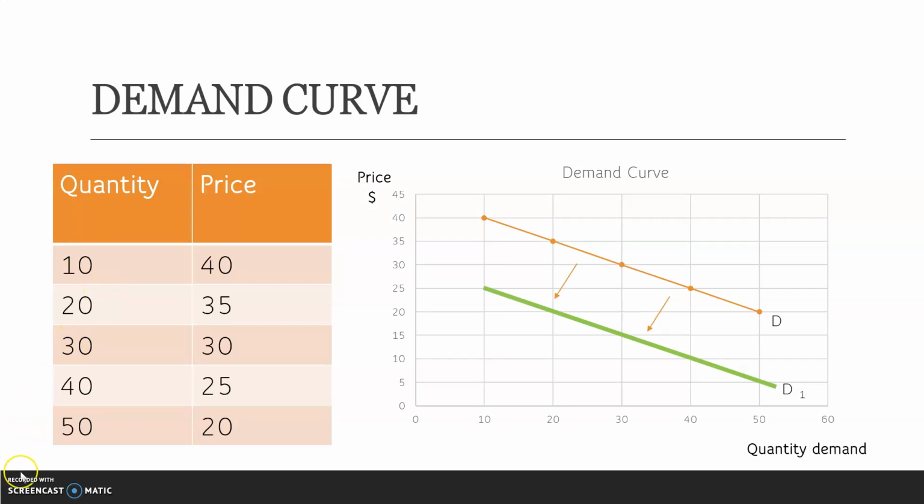In this example, you're seeing the demand curve. The original demand curve is D and the new demand curve is D1. So something would have happened to cause the demand curve to shift to the left. It is also possible that the demand curve could shift to the right as well.